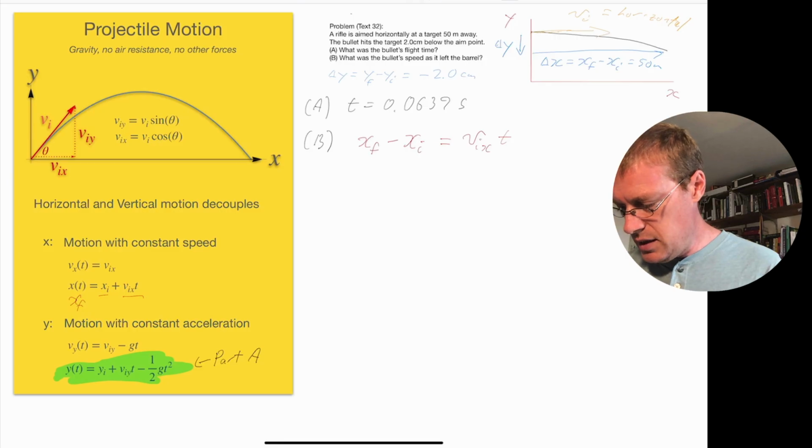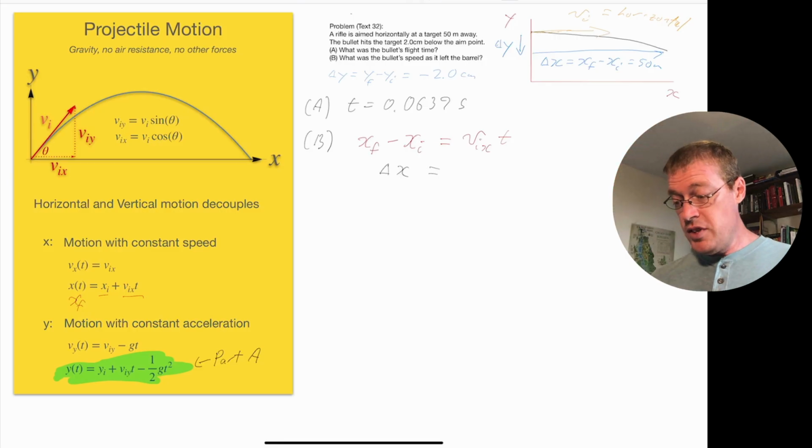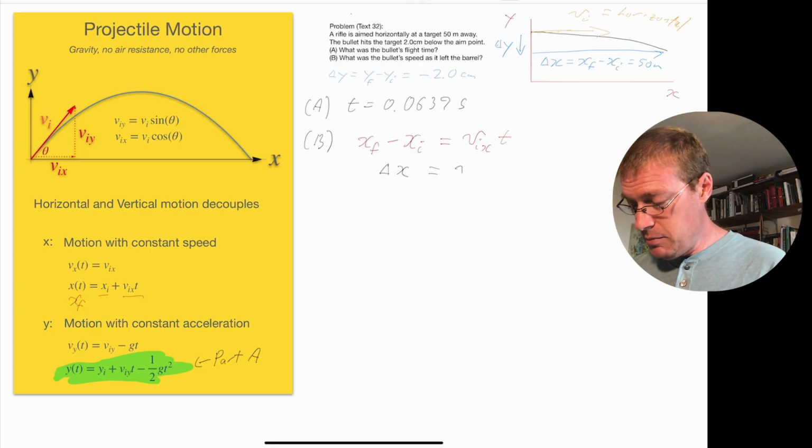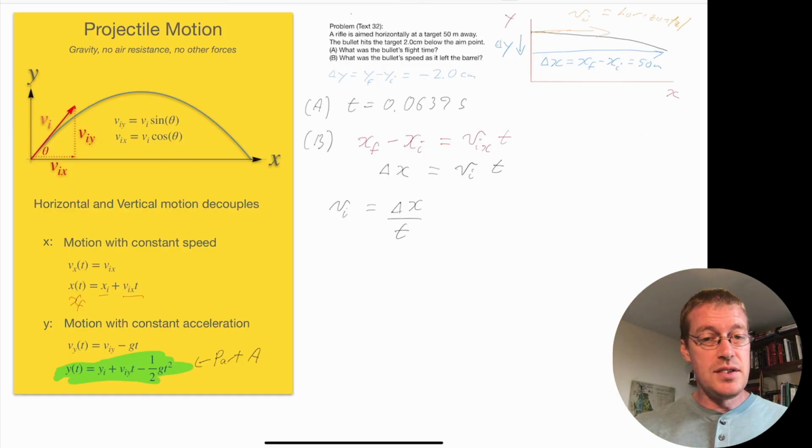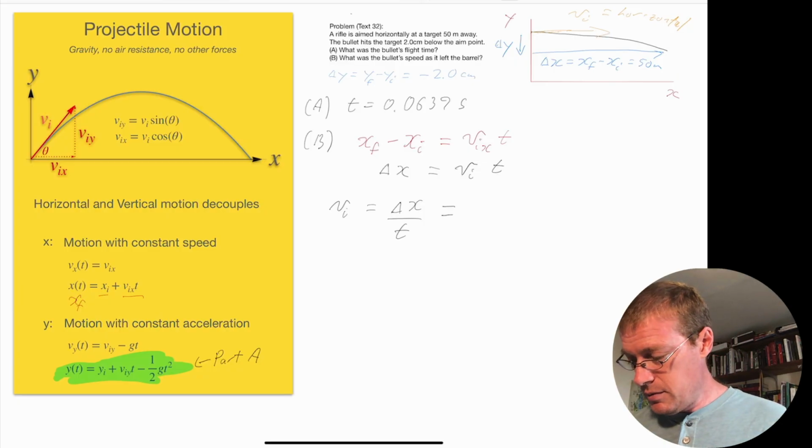Okay, this is what we were calling delta x. The x component of the initial velocity, that's the same as the initial velocity, because it's horizontal. Time. So the velocity is just the distance gone over the time. Motion with constant speed.